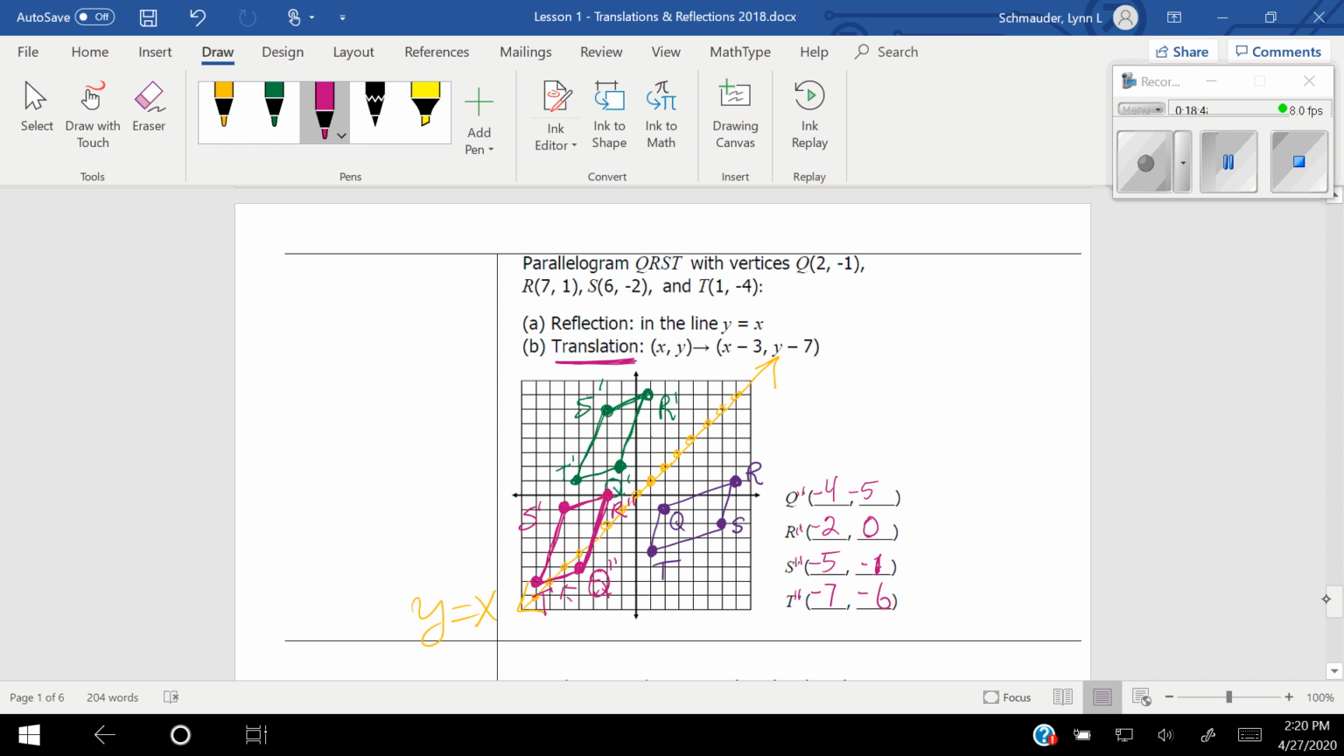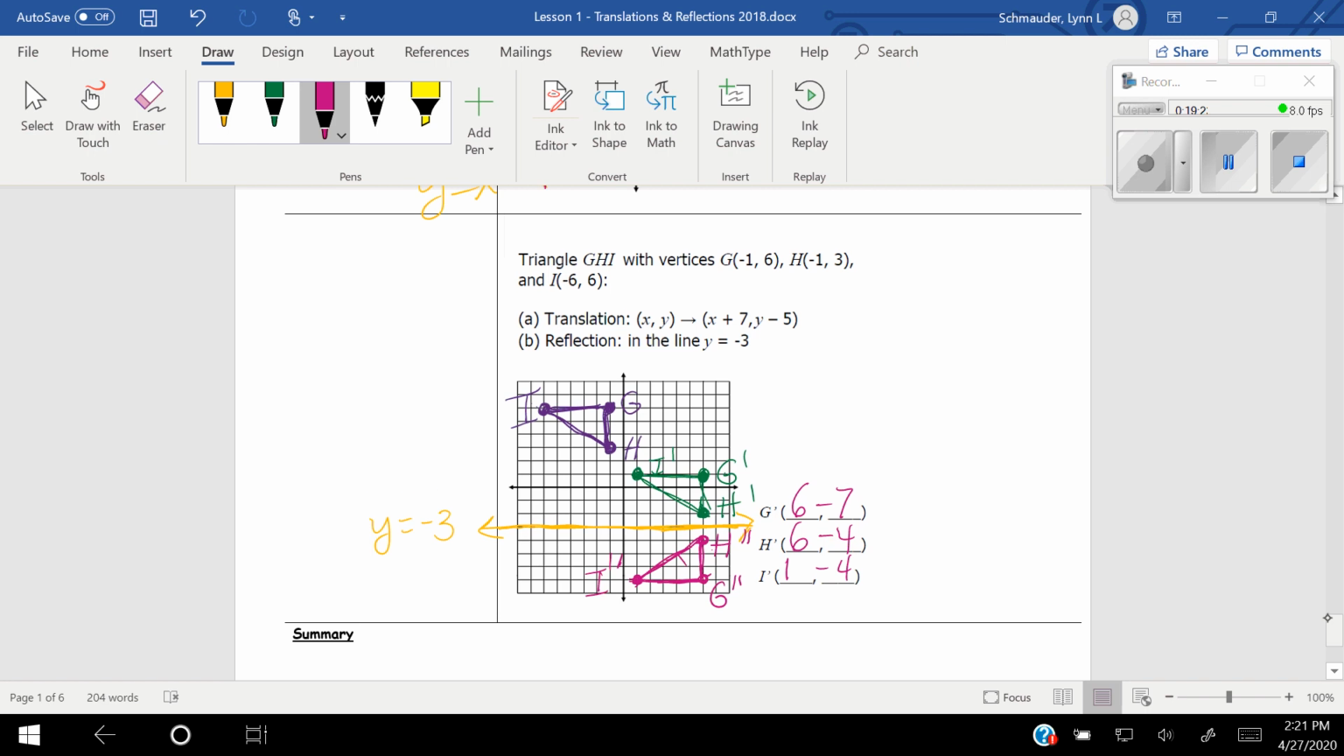And then here we were doing a composition. So first, I reflected in the line y equals x. You can use your rule for that to get the coordinates. And then we just did a translation. So we reflected, let's see, here was our purple was the pre-image. Okay, the green was the image, and then I translated the green over to the left 3 and down 7. So there's your very final image there.